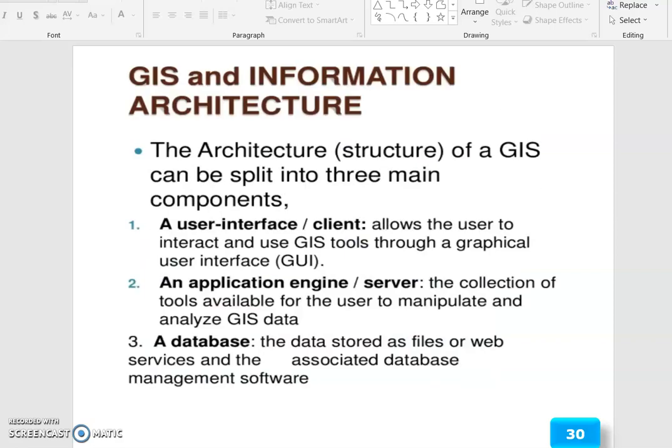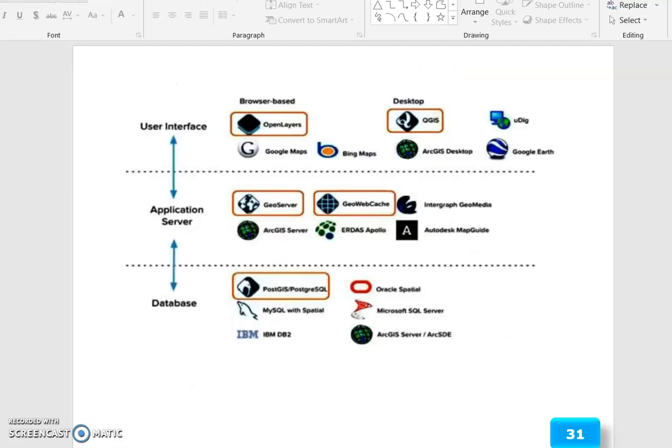GIS and information architecture. The architecture, or structure, of GIS can be split into three main components: a user interface client, an application engine server, and a database. The user interface client allows the user to interact and use GIS tools through a graphical user interface. The application engine server is the collection of tools available for the user to manipulate and analyze GIS data. The database holds data stored as files or web services and the associated database management software.